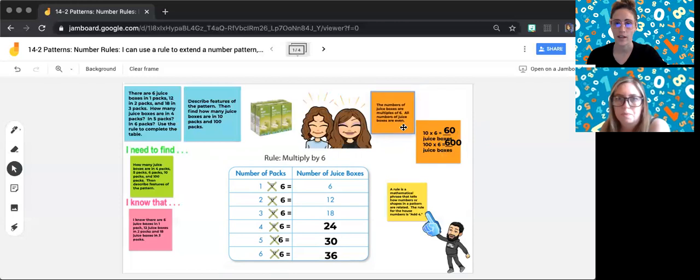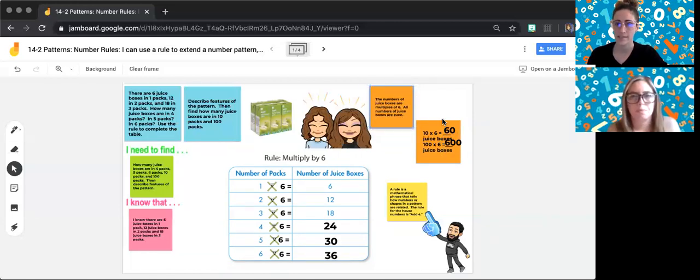So we know that the number of juice boxes are multiples of 6, and they also all happen to be even numbers as well. Yep, that's another piece. 10 packs will have 60 juice boxes, and 100 packs will have 600 juice boxes. Great.